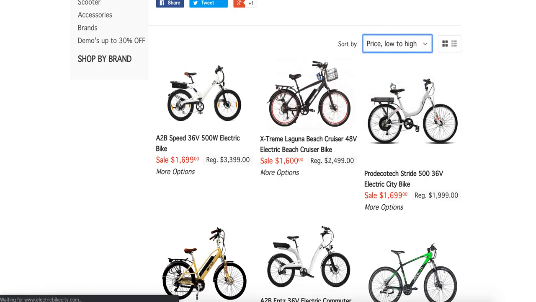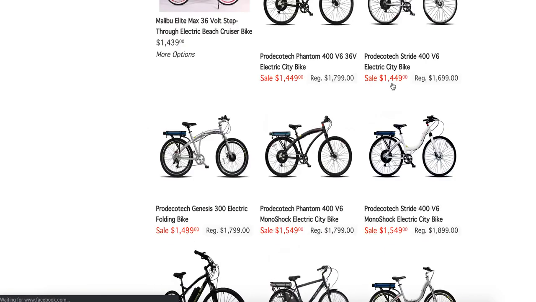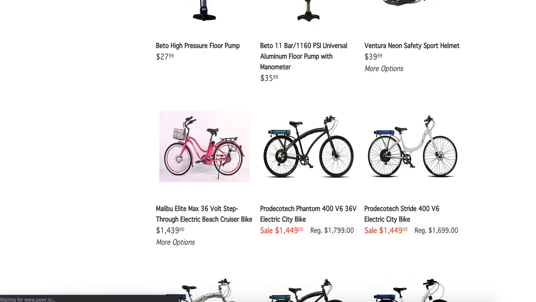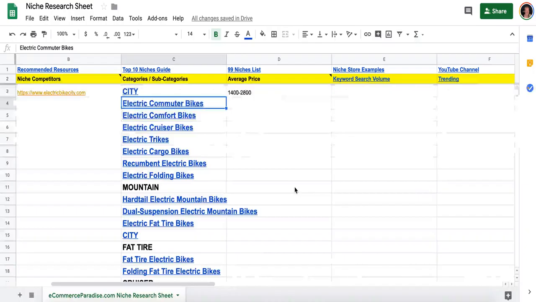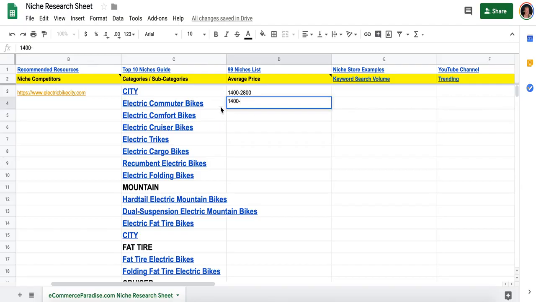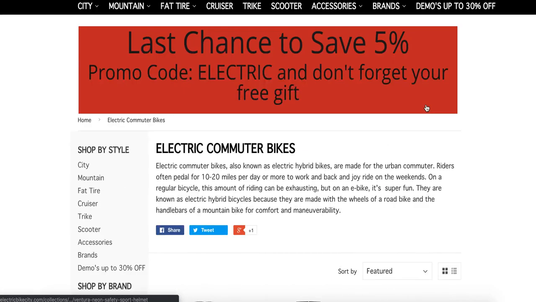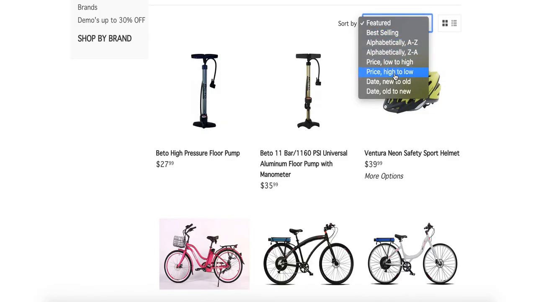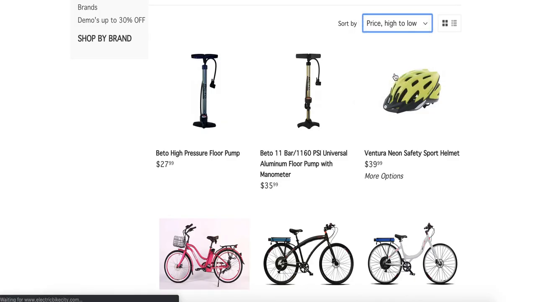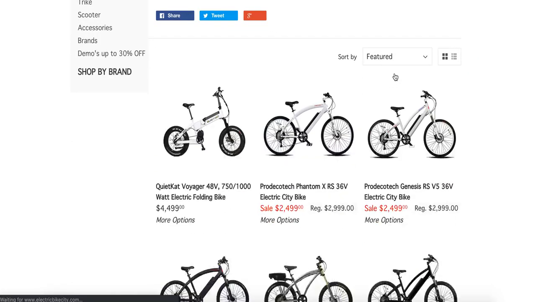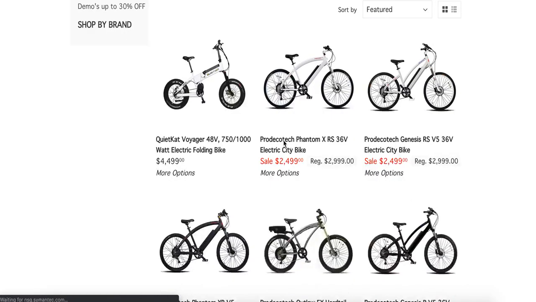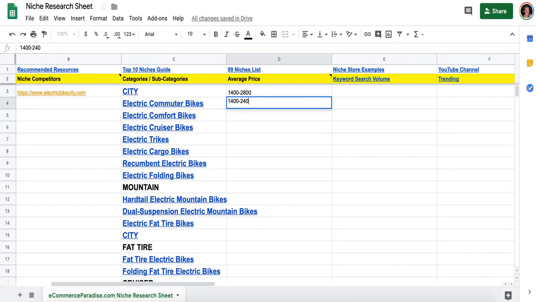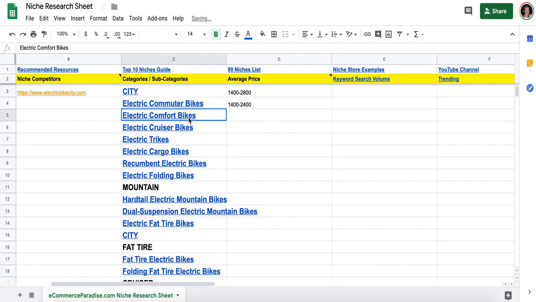So price low to high. I would say that commuter bikes, probably this one here, so 1,400. And on the high end, let's say this one, so 2,400. I'll do one more.